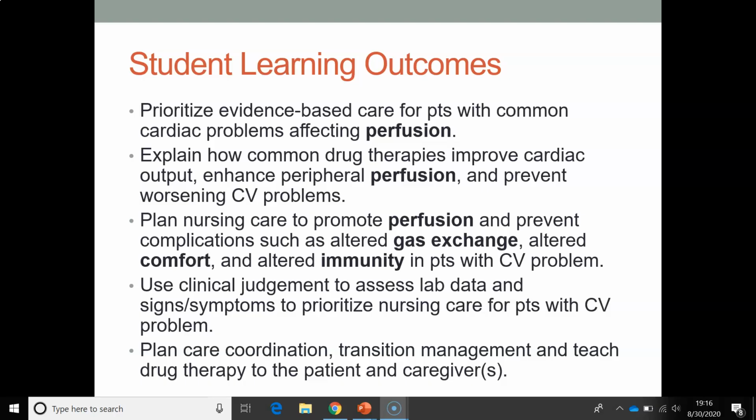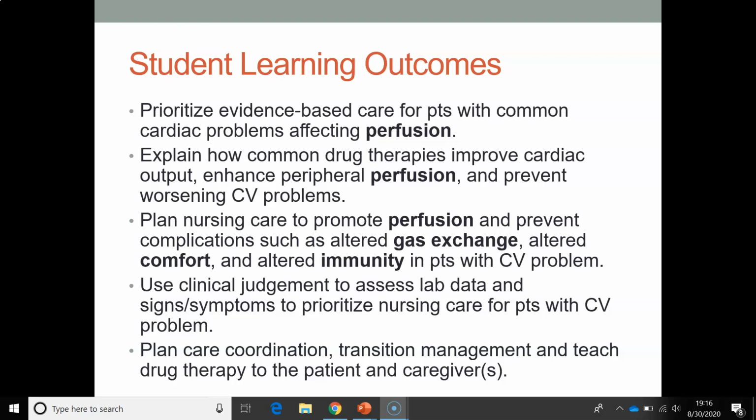Today, we're going to be talking about how to prioritize with evidence-based practice to care for patients with common cardiac problems affecting perfusion. We're going to talk about common drug therapies that will improve cardiac output, enhance peripheral perfusion, and prevent worsening of cardiovascular problems.